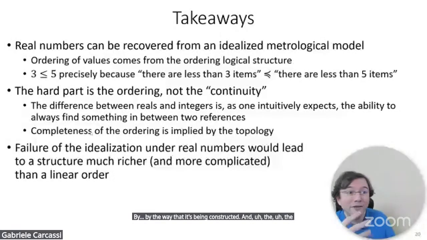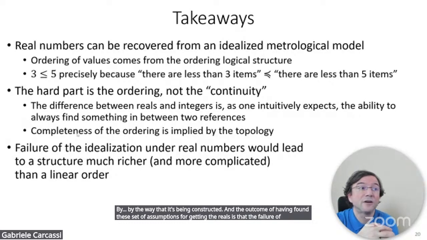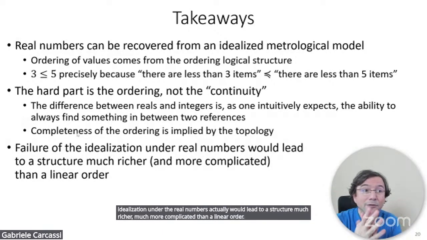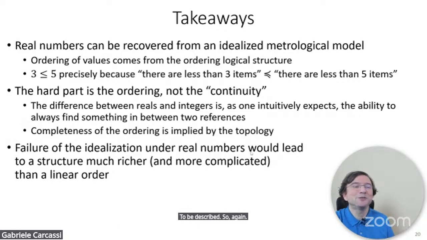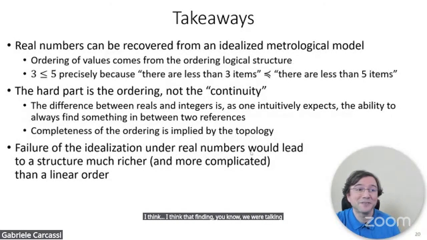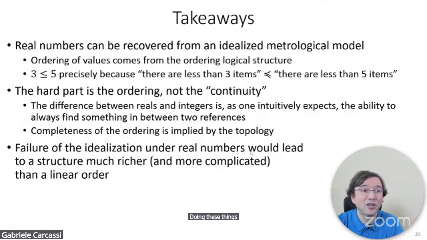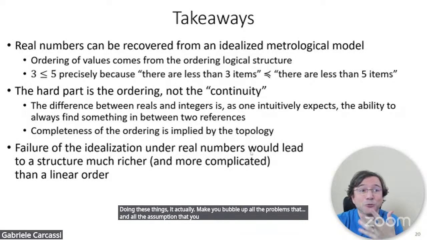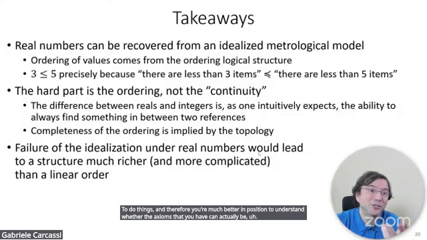And the outcome of having found this set of assumptions for getting the reals is that the failure of idealization under the real numbers would actually lead to a structure much richer, much more complicated than a real order. And again, to me it is a completely open problem of how that would be described. So again, this is why I think that, as we were talking about before, the axioms that you have are not large enough. Doing these things makes you bubble up all the problems and all of the assumptions that you have to take to do things, and therefore you're much better positioned to understand whether the axioms that you have can actually be general or not.